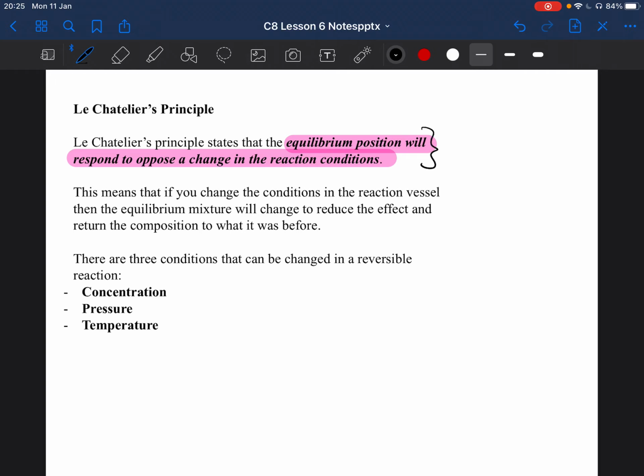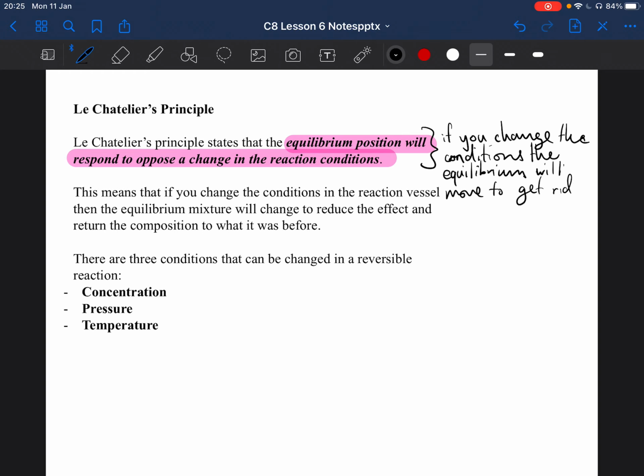And what he meant by that was, if you change the conditions, then the equilibrium will move to get rid of that change. So if you increase the concentration, it will make it so that a reaction happens that will reduce that concentration again. Or if you increase the temperature, it will make it so that the endothermic reaction happens more so that the temperature comes down again.